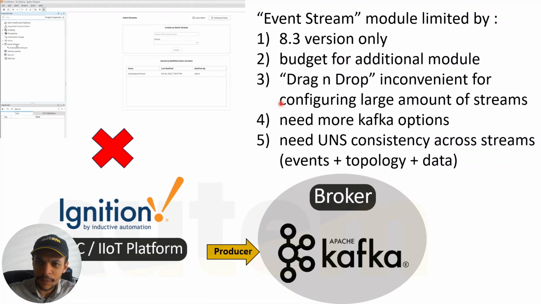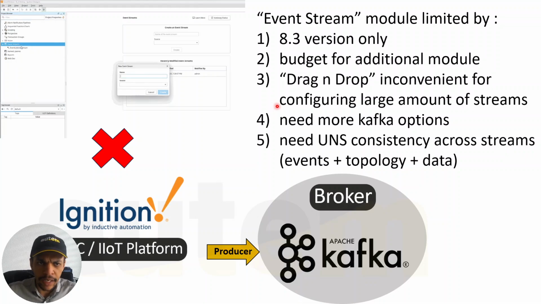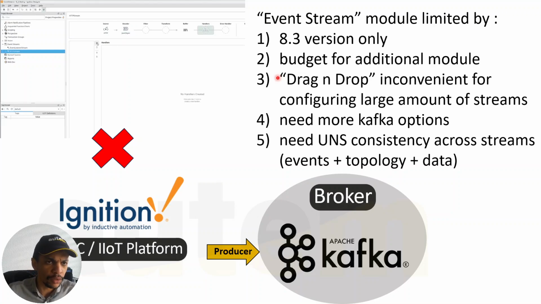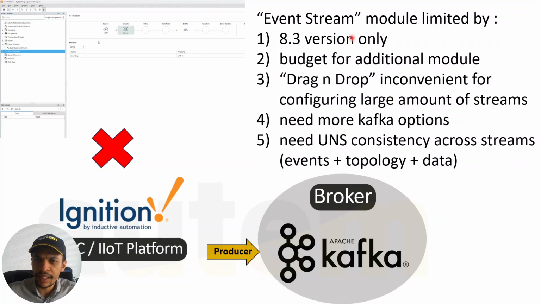Then the fourth reason why it can be limited with this module is that sometimes you need more Kafka options. To be honest, it's a very advanced IT broker, and there are some things that cannot be done by this event stream module, even though it's already a good thing to have it in Ignition 8.3, but there are some Kafka options that cannot be dealt with by this module.